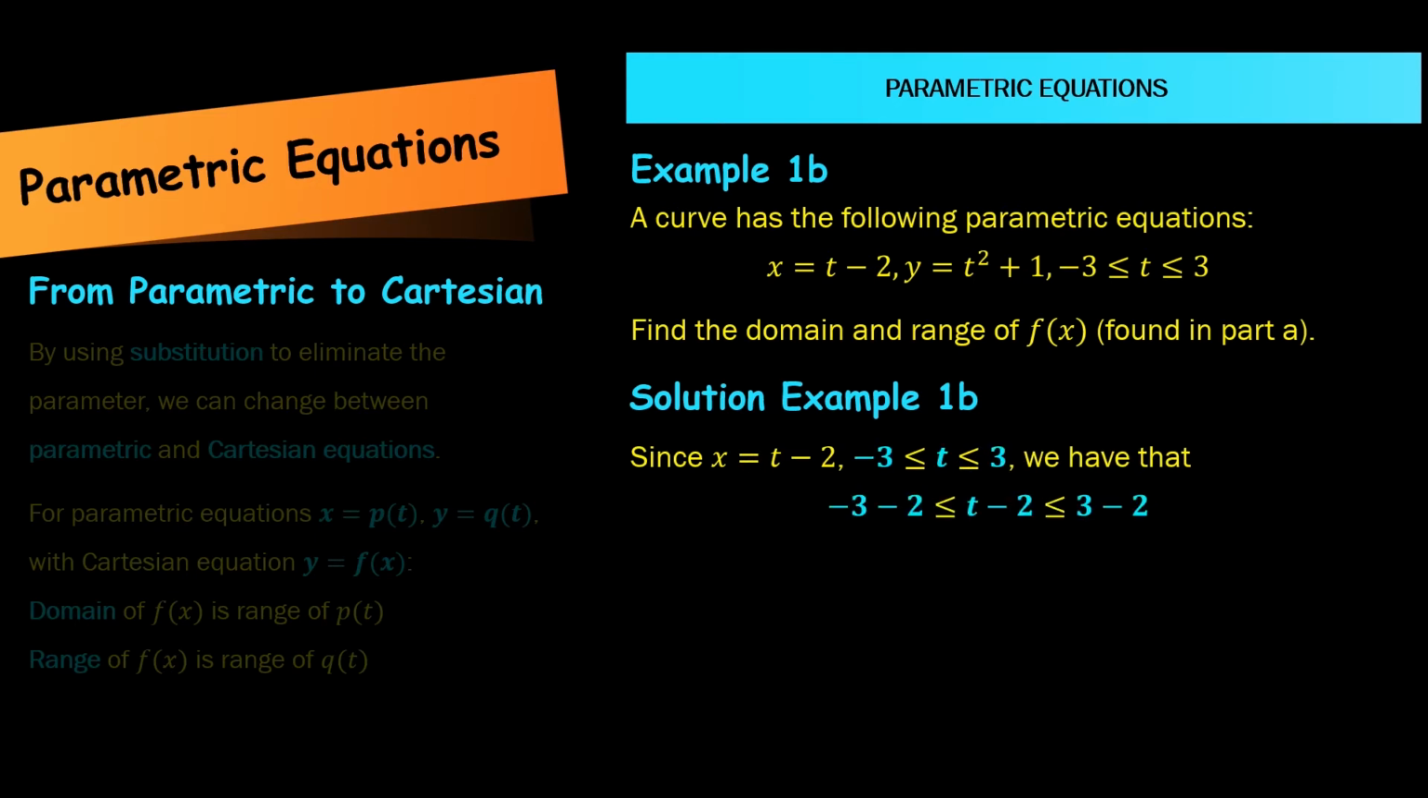Since x equals t minus 2, and t is greater than or equal to minus 3 and less than or equal to 3, if we subtract 2 from the entire inequality, we obtain minus 3 minus 2 is less than or equal to t minus 2 is less than or equal to 3 minus 2, giving us that x is greater than or equal to minus 5 and less than or equal to 1.